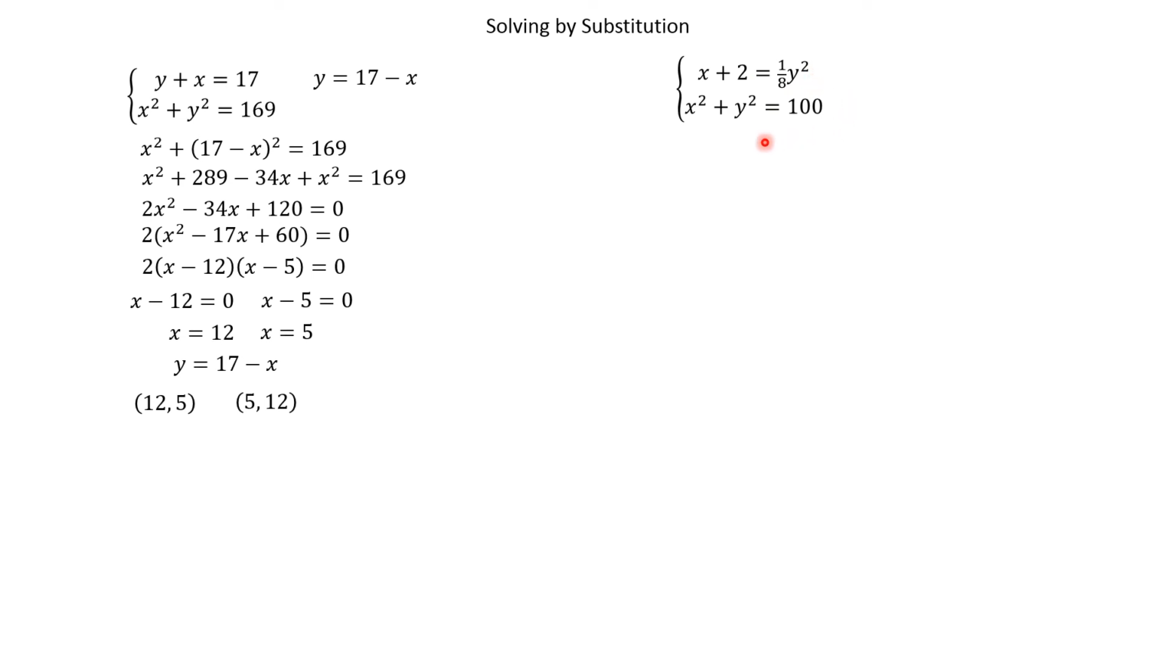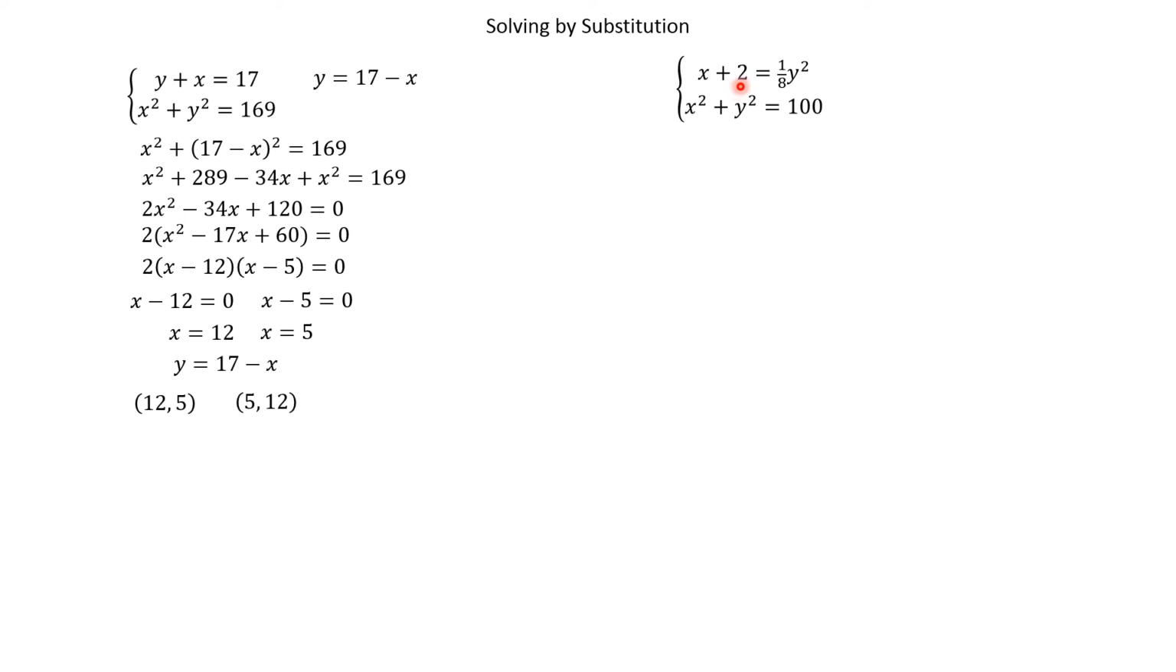Parabola. And then x squared plus y squared equals 100 would be a circle. So we have a parabola and a circle. So we could get all the way up to 4 different intersection points. So we're going to solve by substitution.